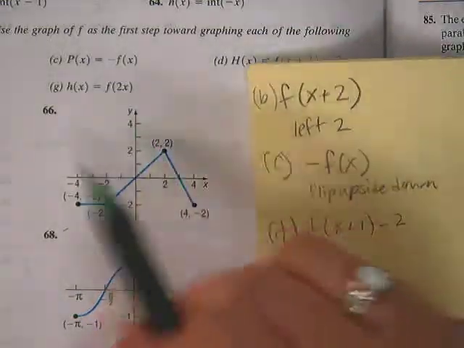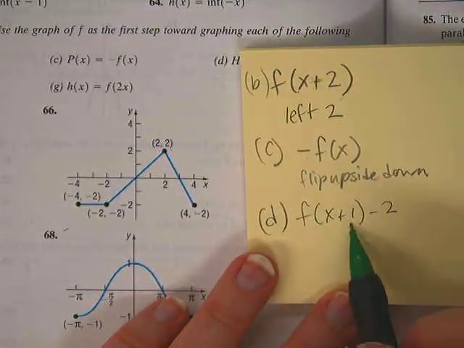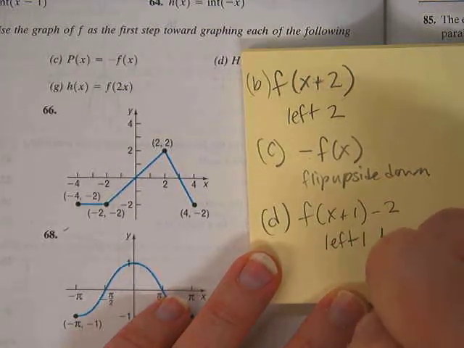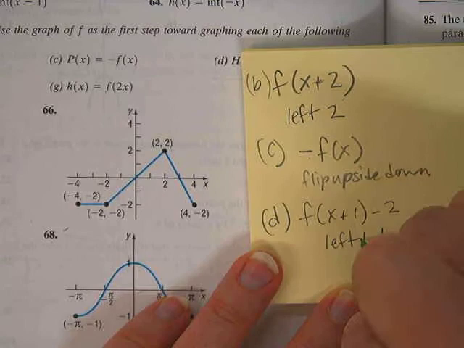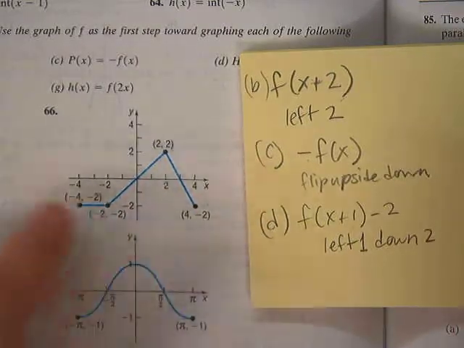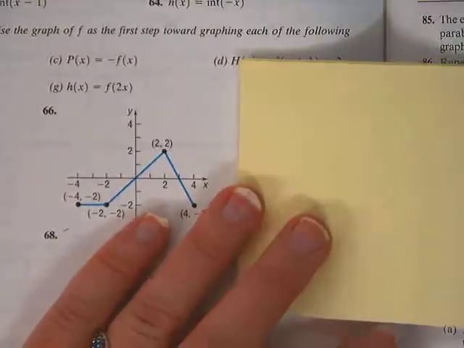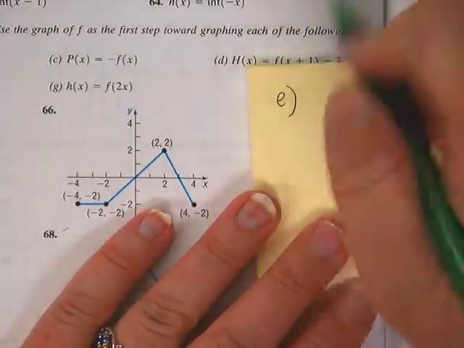f of x plus 1 minus 2. What does that mean you're going to do to this picture? You just take that entire picture as is, move it left 1, down 2. Okay, now we're getting to harder ones.